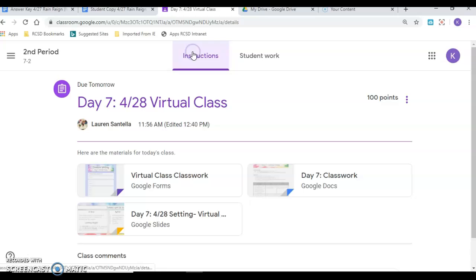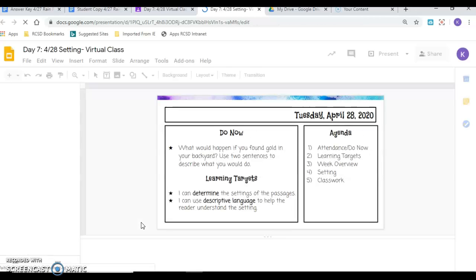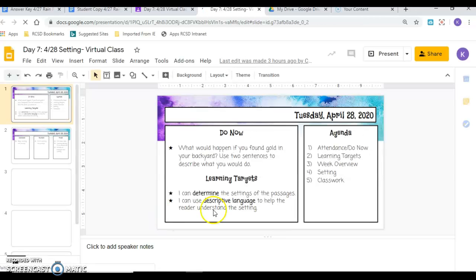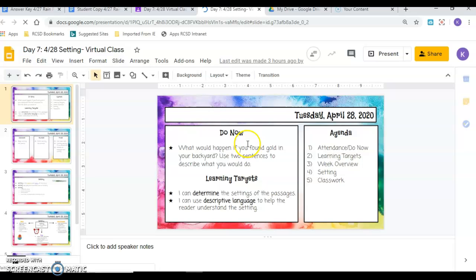Okay, so there's several things you need to do in here. First thing I would do is I would open up this Google Slides. It's going to give you lots of directions. Okay, so our do now was what would happen if you found gold in your backyard. Two sentences to describe what you would do.